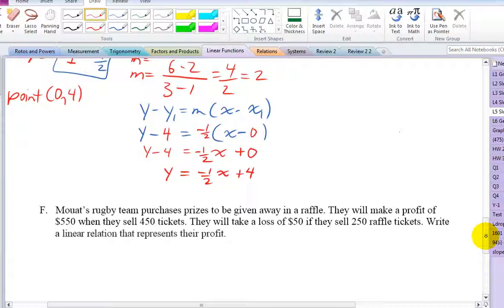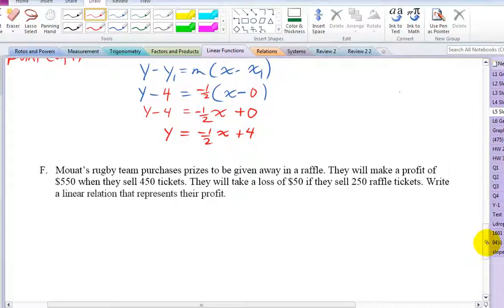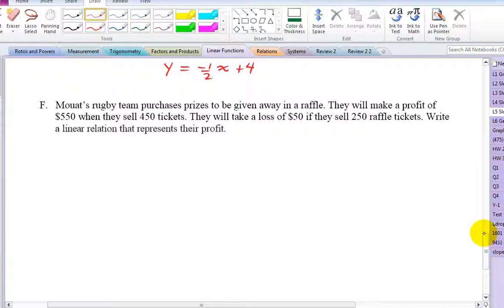Okay, the last one's going to be a little bit of a stretch now because it's kind of combining our ideas from this unit and our next unit. What kind of number would profit be? Is that good or bad? Good. Profit is going to be positive. What about a loss? Negative number.